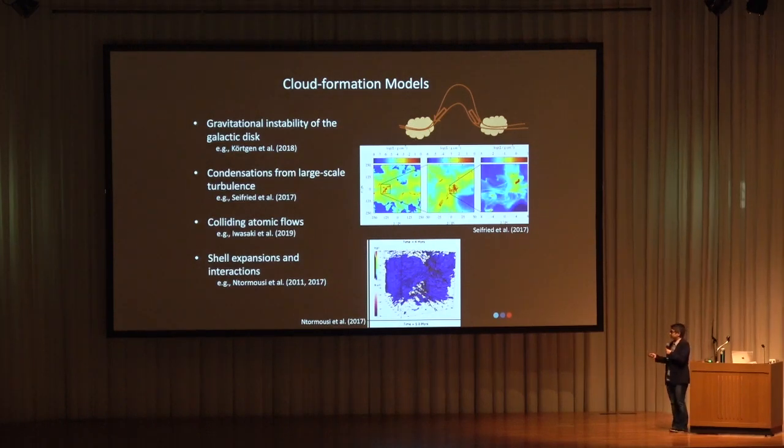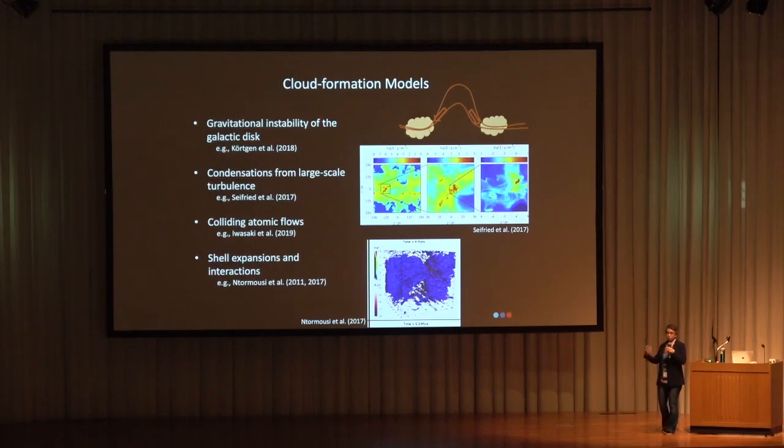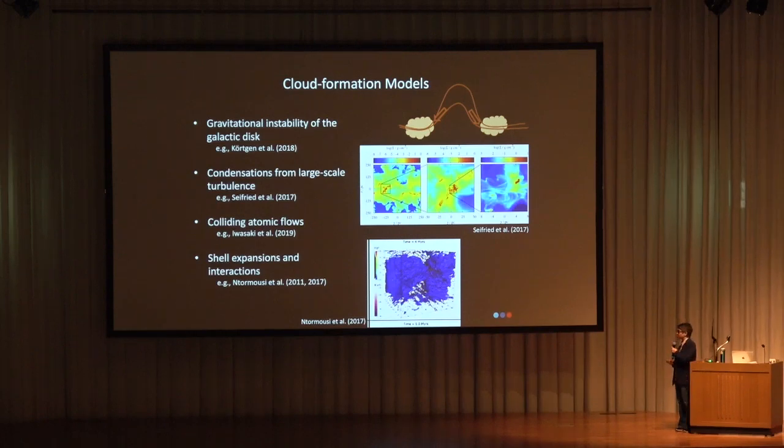And we also have cloud formation as the result of colliding flows. A specific case of colliding flows is shell expansion and interaction, for example, simulated by Ntormousi et al. 2017, where compressions from H2 bubbles or supernovae can result in the formation of molecular clouds.